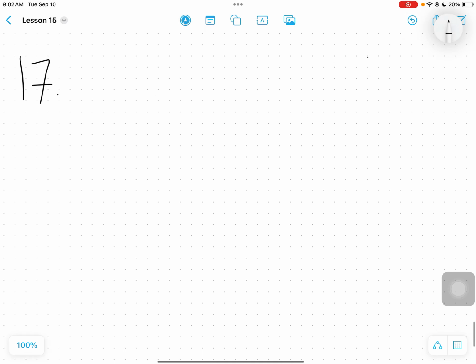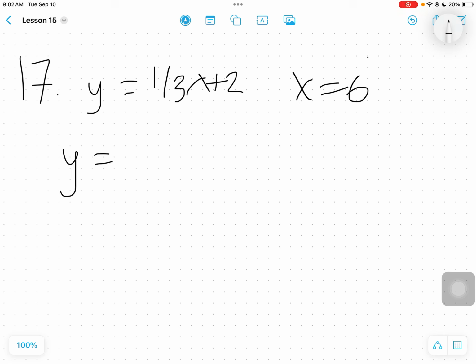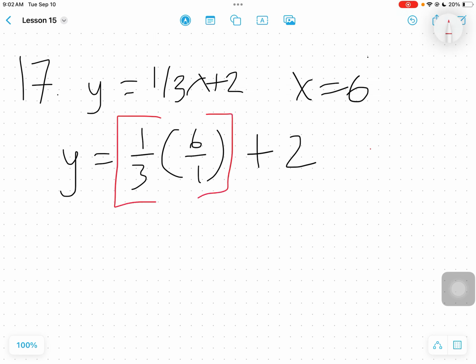17. For y equals 1/3 x plus 2, find y when x equals 6. So again, we're going to substitute y equals 1/3, but we're going to multiply it by 6 over 1, and then we're going to add 2. So first thing you need to take care of is this right here. Take 1/3 of 6. Once you have that amount, you're going to add 2 to it to get your value for y.